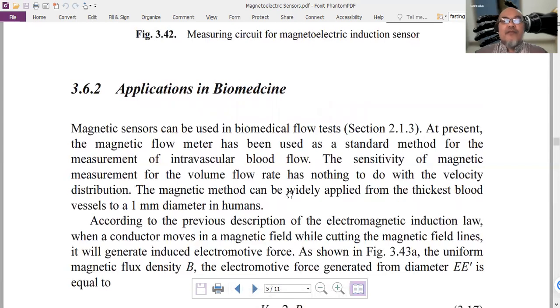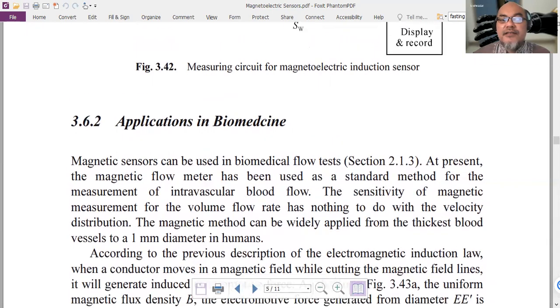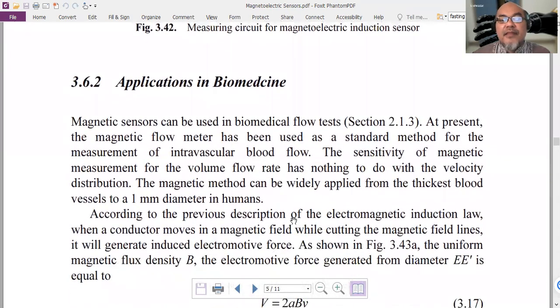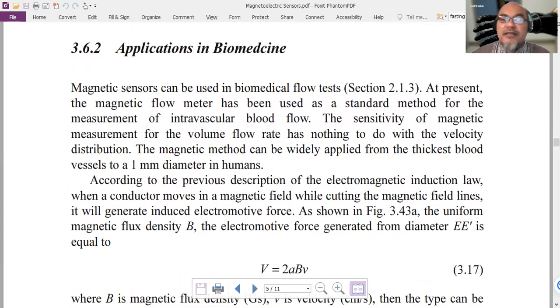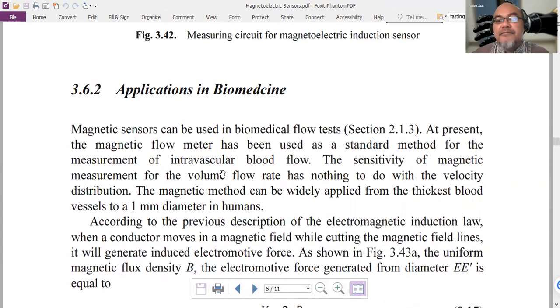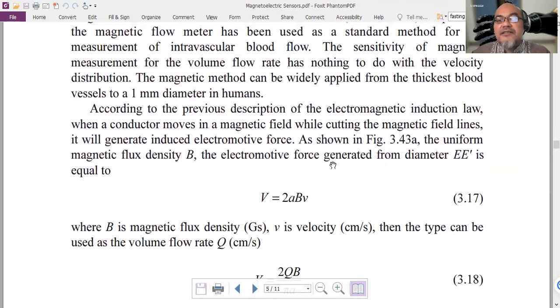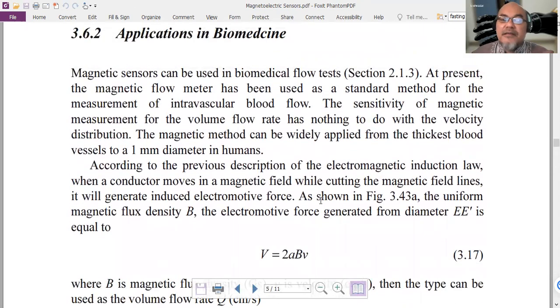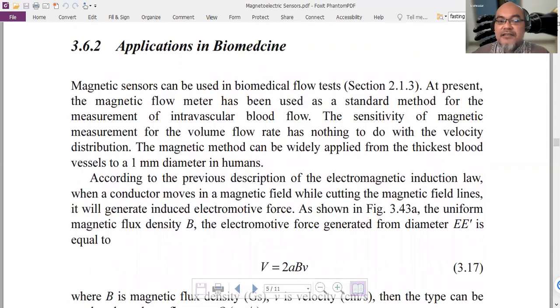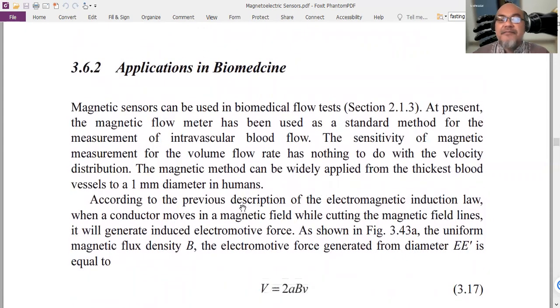Okay, what is the application of the magnetoelectric induction sensor, or the magnetic sensor? It can be used to measure magnetic blood flow, for example. As we see, the blood itself, the hemoglobin, binds to iron, so it contains charge also. Then it contains some electrical charge, basically like a current.